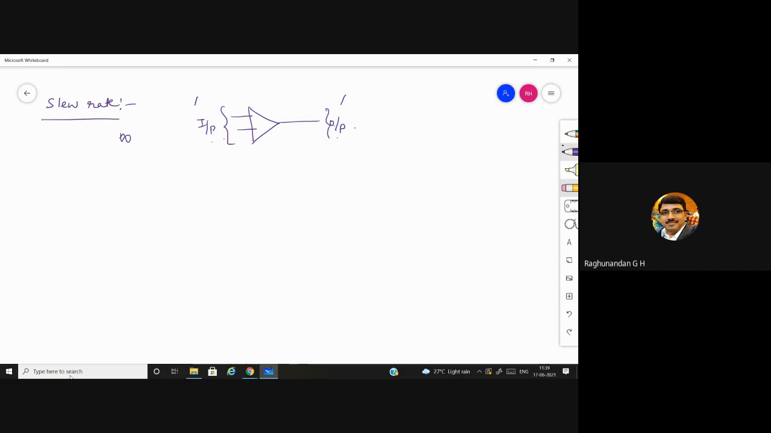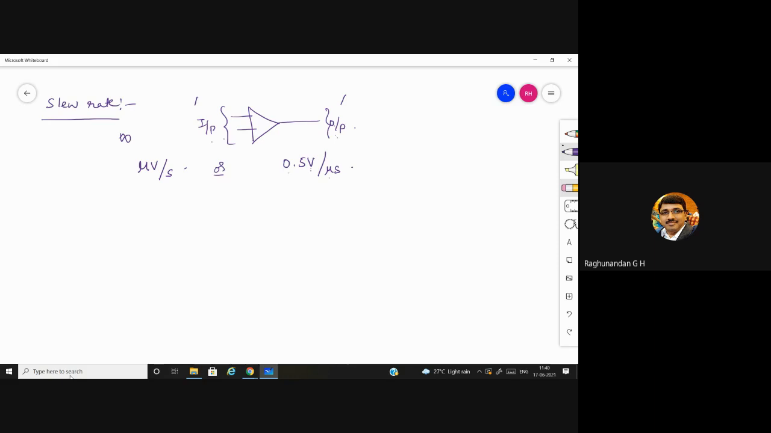Usually this will be in volt per second, so in this way we are going to represent this. Or we can also tell, for example, 0.5 volt per microsecond. So we can define it in both ways. So for 0.5 volt variation, it needs 1 microsecond time to change over.